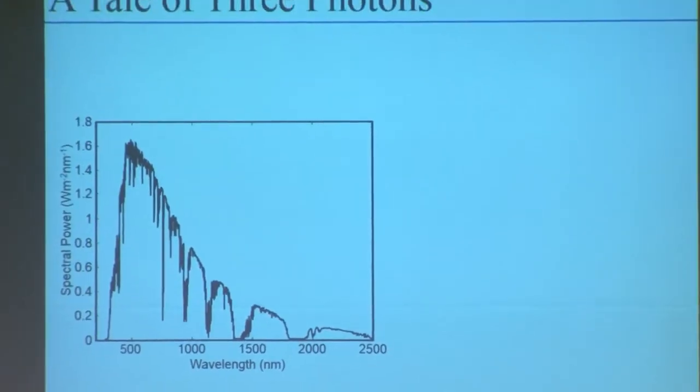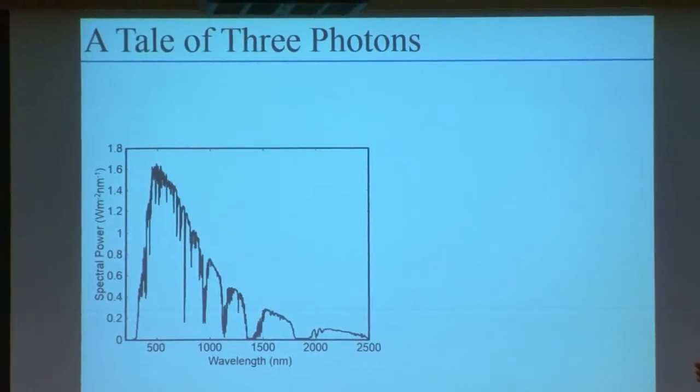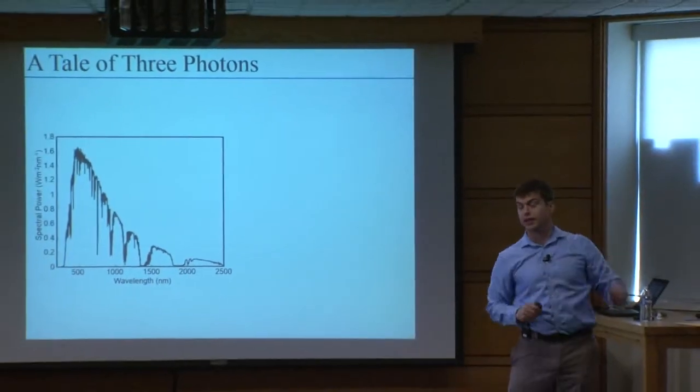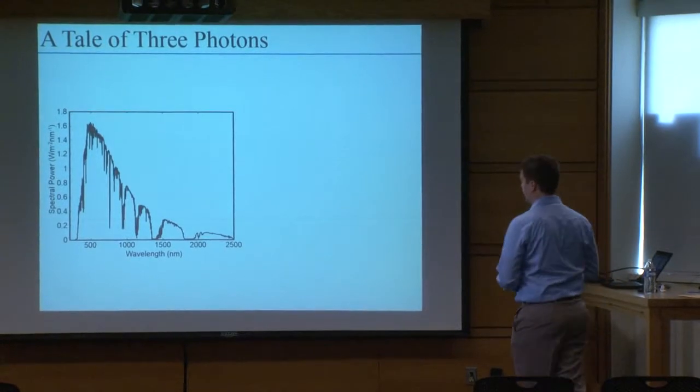So to do that, we really need to understand the limitations of silicon. And to do that, we need to start looking at the sun. What I've plotted here is the AM 1.5 spectrum. This is the spectrum that falls on the Earth. If you ran out onto Boston Common with your big solar cell and angled it just right, this is about the spectrum you would get.